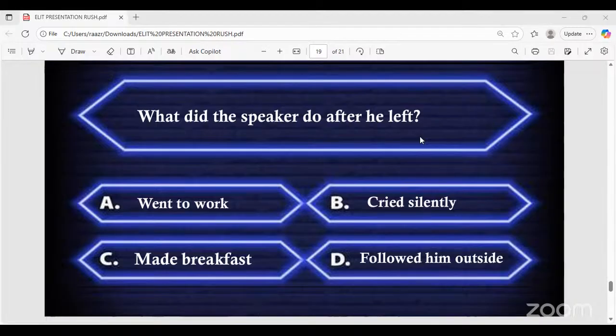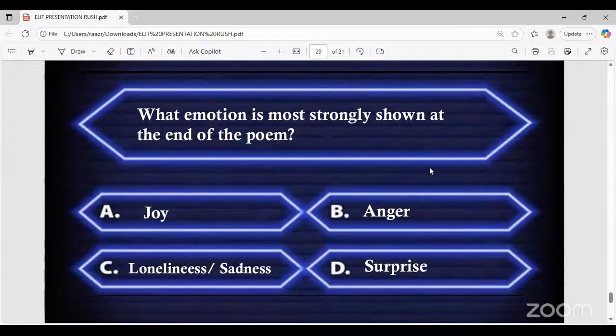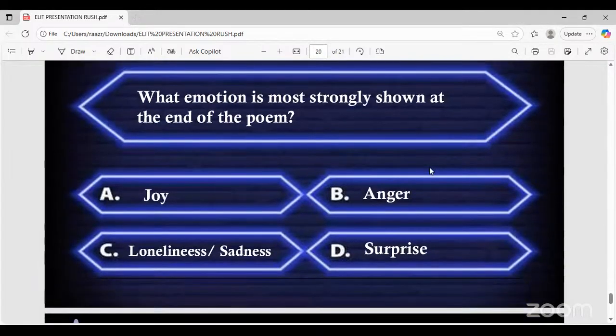Okay, the final question we are going to move. Yes, this is the final question, guys. What emotion is most strongly shown at the end of the poem? A. Joy. B. Anger. C. Loneliness or sadness. D. Surprise. So, the final question.